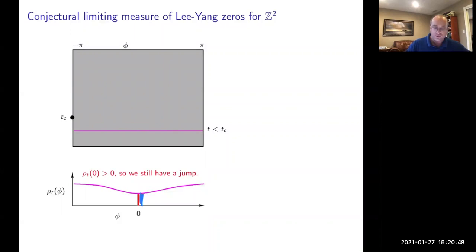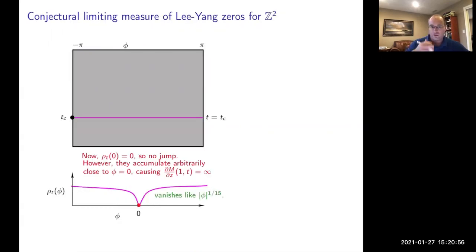My slides stopped updating somehow. Okay, now you can see it. So you still have this jump here. Suddenly you get to T equals Tc, the critical temperature. And the Lee-Yang zeros should still be absolutely continuous, but they should have a vanishing density at angle 0 that vanishes like phi to the 1/15th. This is for the Z2 lattice. This 1/15th is the same 1/15th as we saw for the critical exponent of the magnetization, and it's predicted by the Wilson-Fisher renormalization theory.